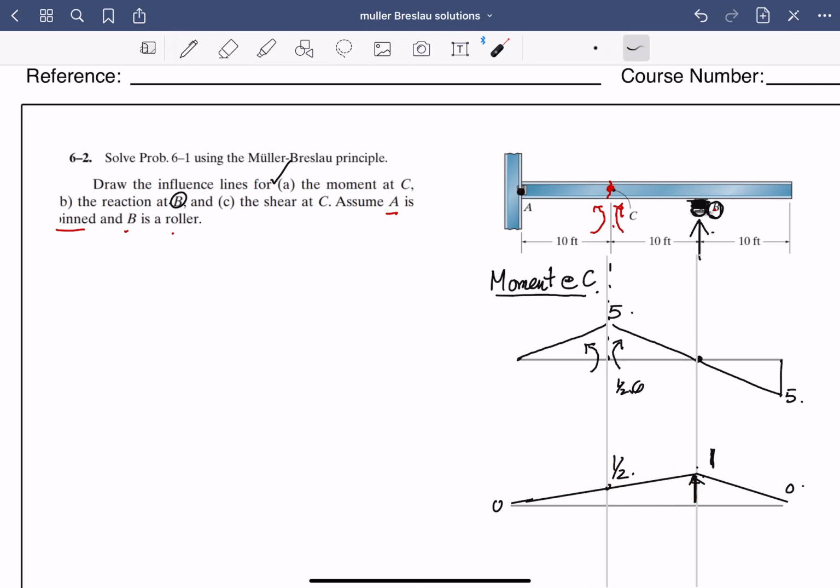So remember, when we're talking about reaction at B, that really just means that the sensor is always going to be at this point right here. And for moment at C, the sensor is always going to be placed right here. Okay?